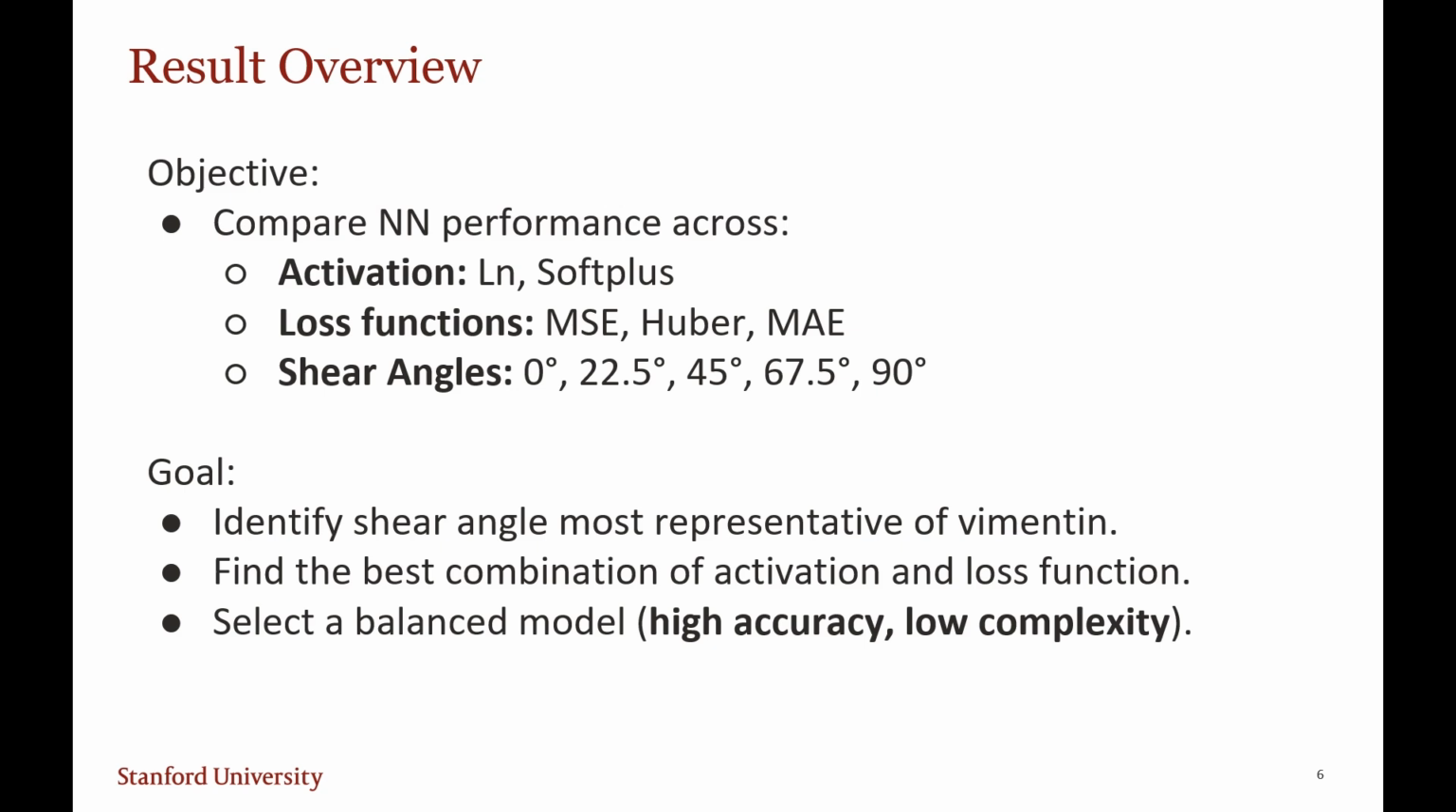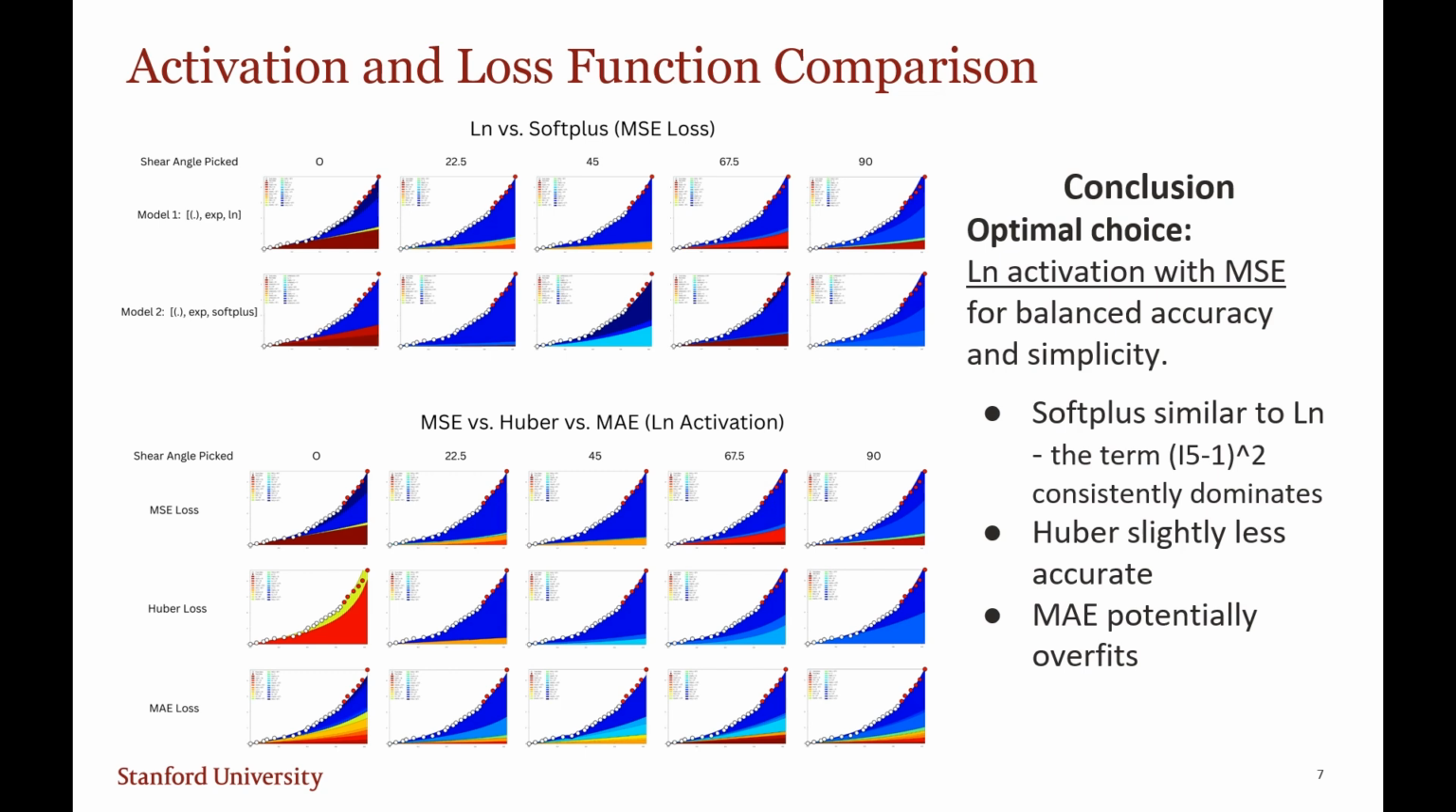Here's what we analyzed. We tested activation functions, loss functions, and shear angles to find the best model for Vimentin mechanics. The goal was high accuracy with low complexity. Looking at different model setups, the L1 model with MSE performed the best, balancing accuracy and simplicity. Softplus had a similar accuracy but added complexity. Huber slightly reduced accuracy, while MAE overfit, capturing noise instead of real patterns.